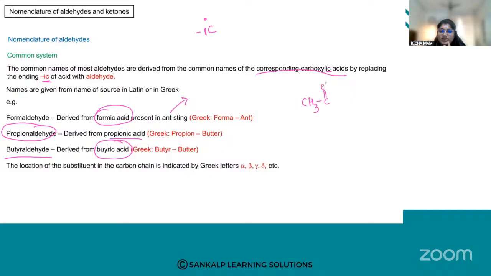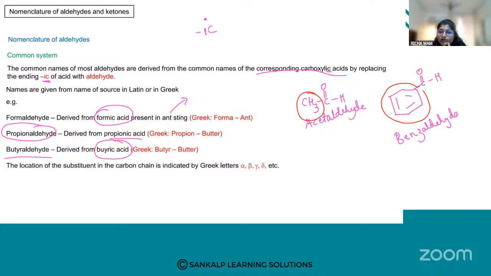CH3CHO. The name of this aldehyde is acetaldehyde. Now I have a benzene ring, and to this benzene ring I attach the CHO group, so this is benzaldehyde. You can see this is monovalent. Why is it monovalent? Because it is linked at only one carbon atom.